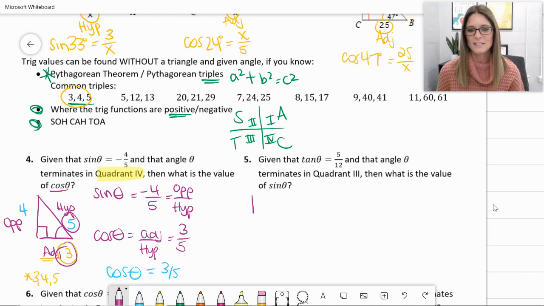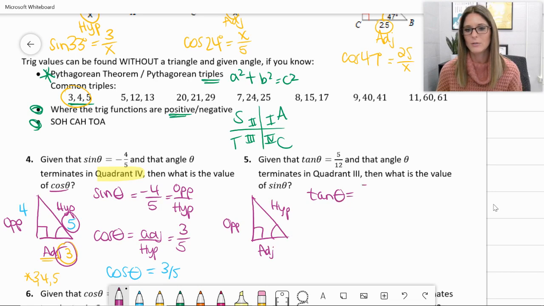Number 5, I'm going to sketch the same right triangle with my given angle being in the right corner. We've got opposite, here's adjacent, and this is my hypotenuse. They've given me the information that tangent theta is equal to 5/12, and that angle theta terminates in the third quadrant. Then what is the value of sine theta? Tangent is equal to opposite over adjacent.